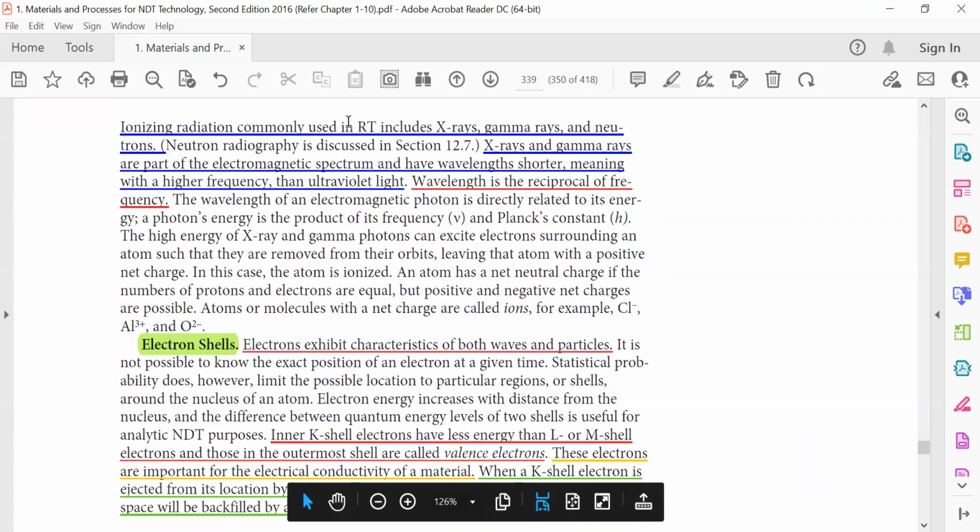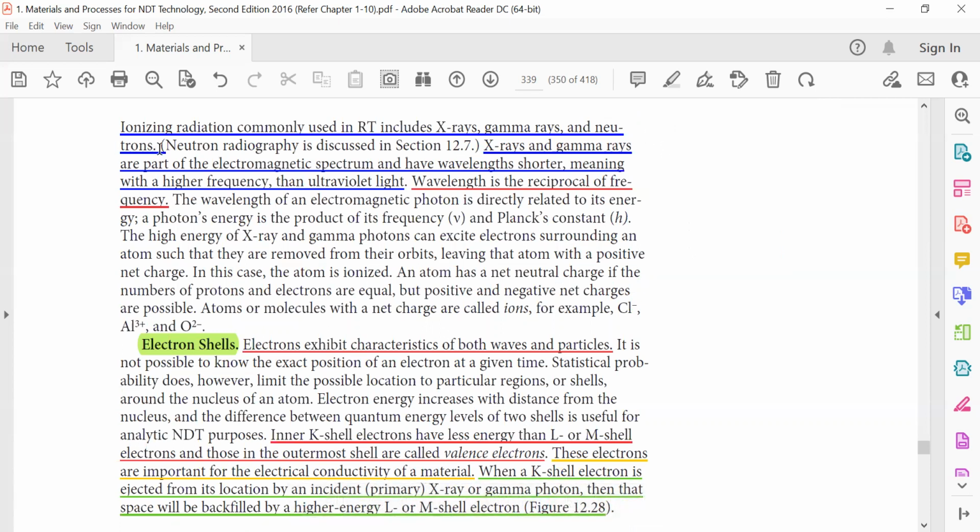Ionizing radiation commonly used in RT includes X-rays, gamma rays, and neutron radiography. X-rays and gamma rays are part of the electromagnetic spectrum and have wavelengths shorter, meaning a higher frequency, than ultraviolet light. Wavelength is the reciprocal of frequency.